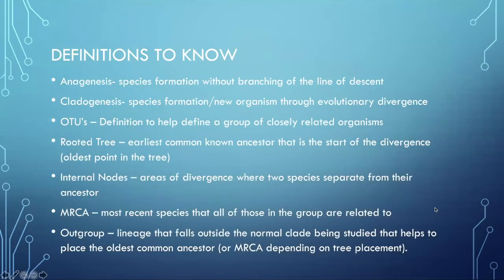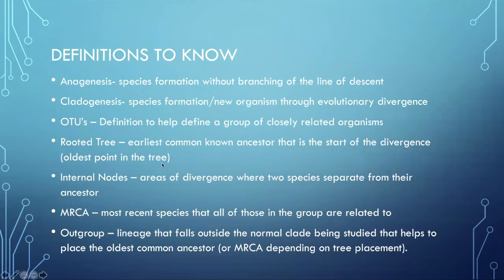So some definitions to know. Anagenesis is a species formation without branching of the line of descent. So this is species going throughout the same common ancestor and not diverging. Cladogenesis is species formation or new organism through evolutionary divergence. So the tree will then split into two different branches.